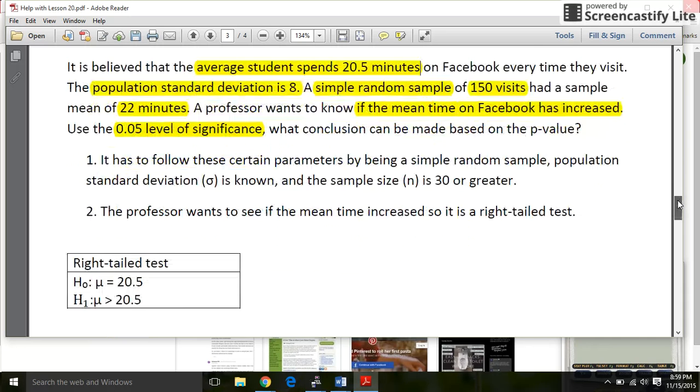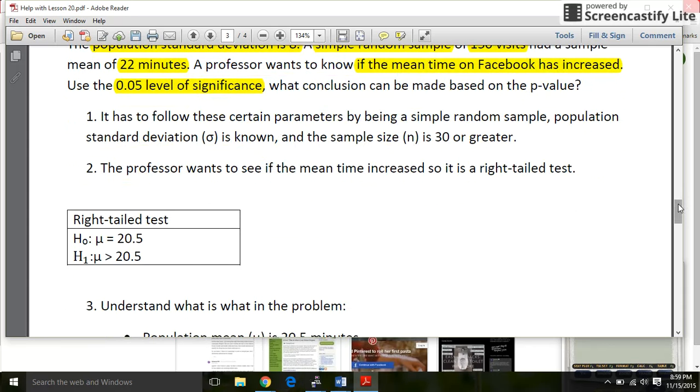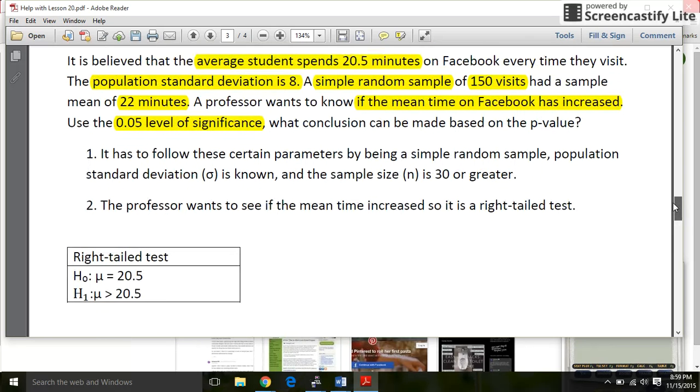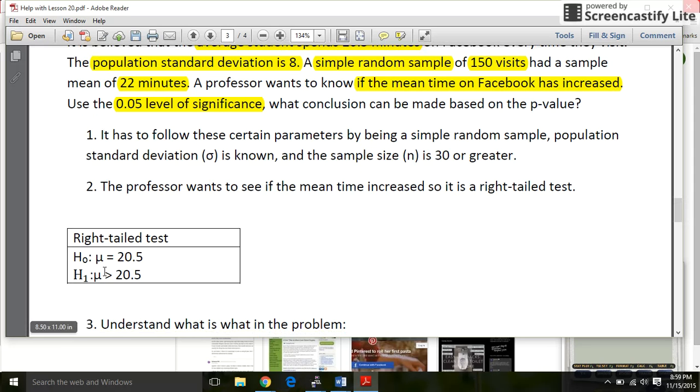When I fill out my hypotheses, I always have to have my population mean in my hypotheses. Don't use your sample mean. That's not the correct thing to do. So here, remember I talked about it being greater than. So I have the mean is greater than 20.5 minutes. That's my alternative. My null is mean equals 20.5. And that's the way we're going to keep it. We're not going to change it.